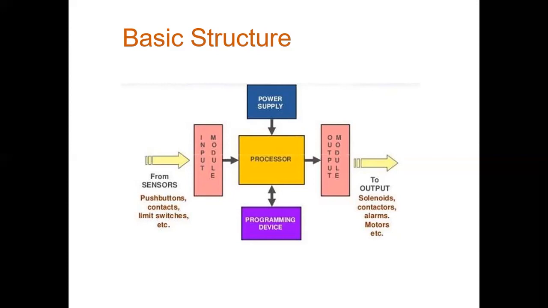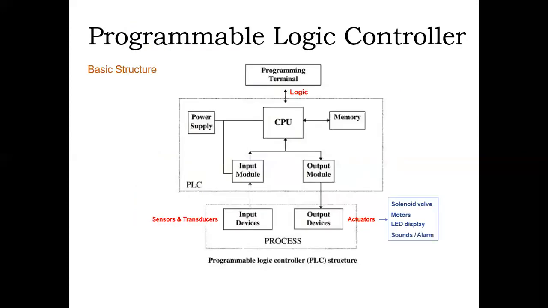Okay, this is the basic structure of the PLC concept. This is the internal diagram, like we discussed in the previous block diagram. So it is the internal block diagram of the PLC. We have the CPU, memory, and input and output modules. With the process we have input and output devices. Inputs are sensors and transducers; outputs are solenoids, motors, LED displays, sound and alarms like that.